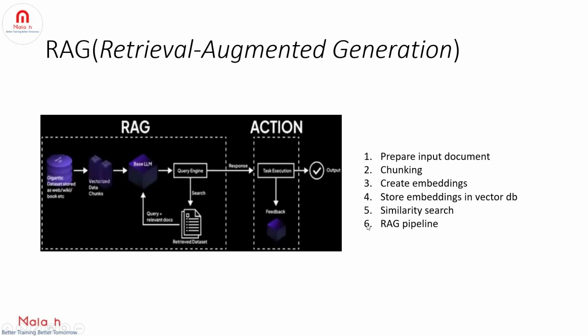You keep your domain specific data in the vector database, so the LLM will go and search in the vector database and retrieve the results. So that's the whole theory behind RAG, Retrieval Augmented Generation. In the next lecture, let's see the practical part, then it will be more clear for you.